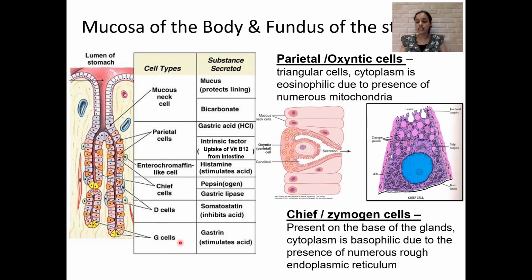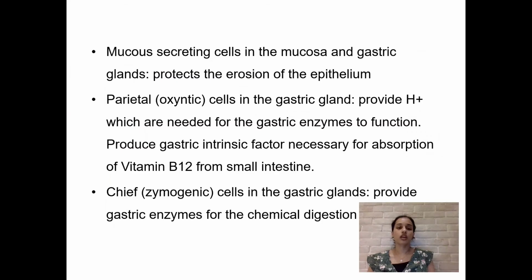and that leads to a condition called gastric ulcer. If there is a mild damage, it can be healed automatically, but if it goes on, it can lead to ulceration, called gastric ulcer. Initially it will be inflammation, gastritis, which can lead into ulceration. The mucus-secreting cells in the mucosa and gastric glands mainly protect against erosion of the epithelium. The erosion, if it goes on, can lead to ulceration.